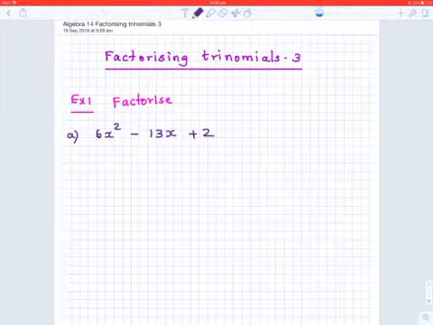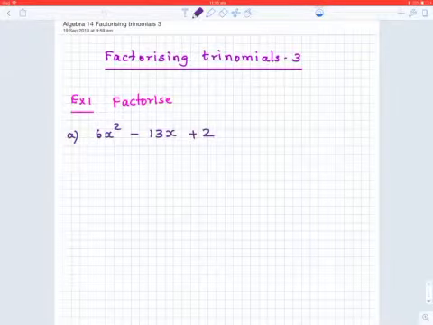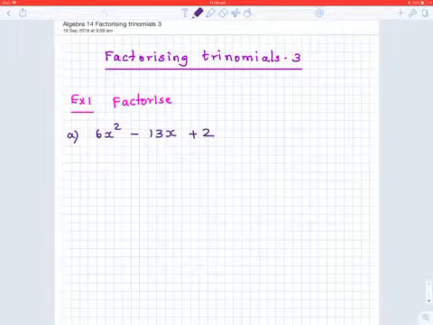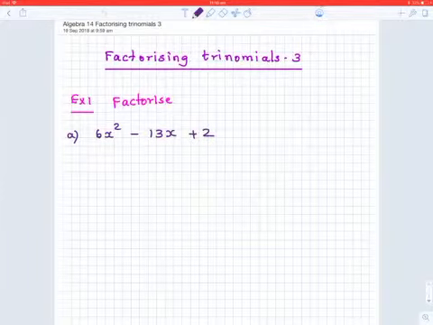Hello and welcome. Today we are going to factorize trinomials where the coefficient of x squared is not equal to 1. So we'll see how to do a question. The first question is factorize 6x squared minus 13x plus 2.